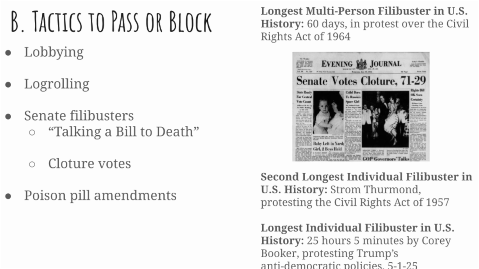Very recently, Cory Booker, in protest of what he considers anti-democratic measures taken by Donald Trump, set the new individual record at 25 hours and 5 minutes. So it's important to remember that speech doesn't have to be germane or relevant to the bill that's actually being discussed, so you can get up there and talk about whatever you want.